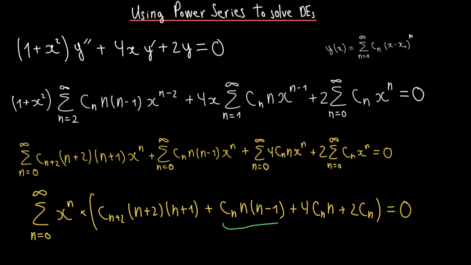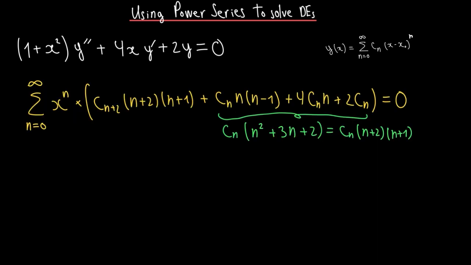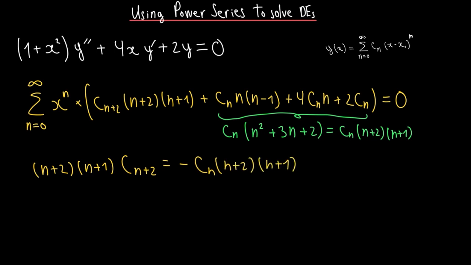Back to our exercise, we can factorize by c of n over here. And we note that we have n times n minus 1, which is n squared minus n, plus 4n. So we have n squared plus 3n plus 2 over here, and that's just equal to Cn times n plus 2 times n plus 1. And therefore, since this whole expression has to be equal to 0, we get that n plus 2 times n plus 1 times Cn plus 2 is equal to negative Cn times n plus 2 times n plus 1. And so these factors cancel out, and we get Cn plus 2 is equal to negative Cn.